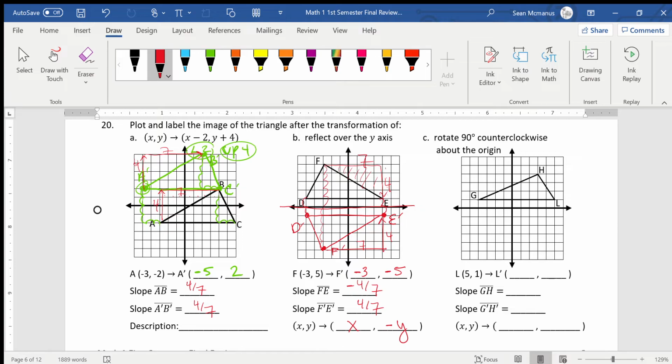All right, 20C, rotate 90 degrees counterclockwise about the origin. So we saw our rule, if I rotate 90 degrees, every 90 degrees they flip places. So if I look at my rule down here, they flip and the first one changes sign. So if I want to know what happens with the point, they're going to flip and the first one changes sign.